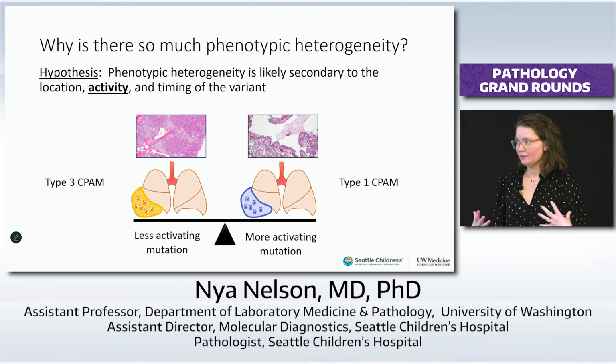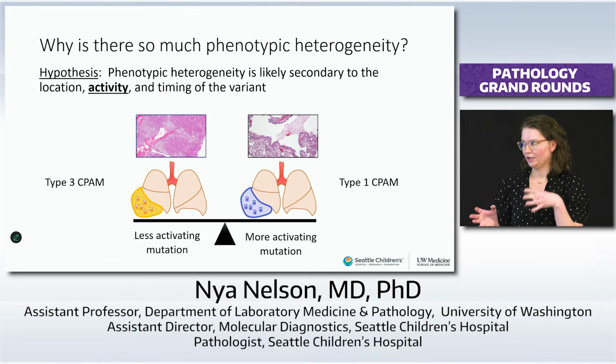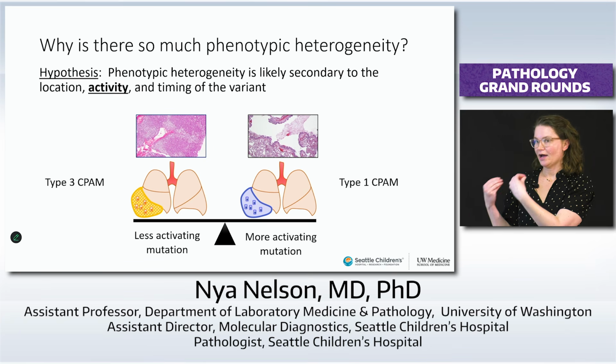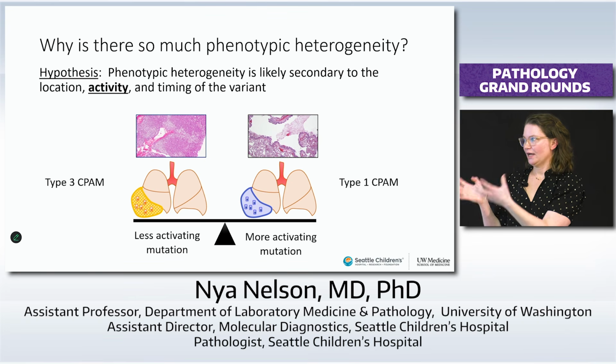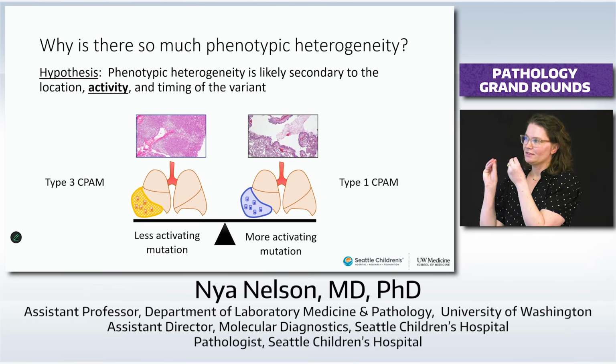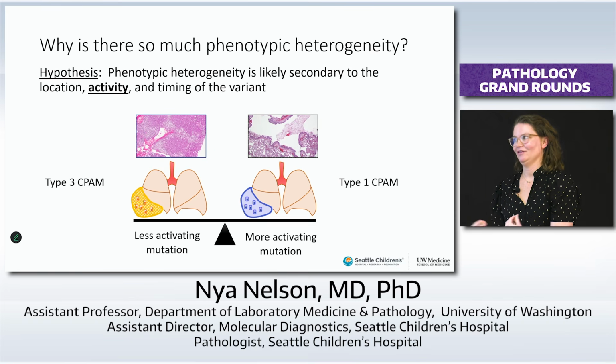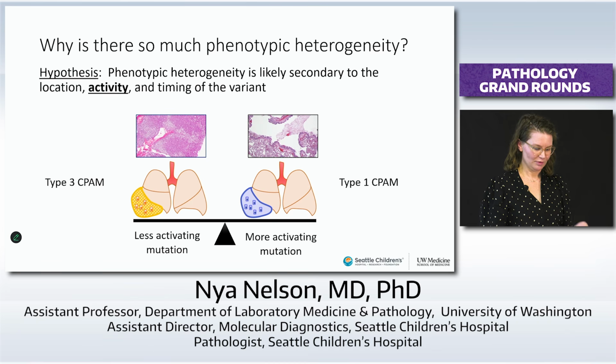Additionally, turning to CPAMs, we get some insight into how activity can play a role. Within CPAMs, more activating mutations like G12D generally result in more of a type 1 CPAM phenotype, while slightly less activating but still oncogenic variants like G12V more typically result in a type 3 CPAM.